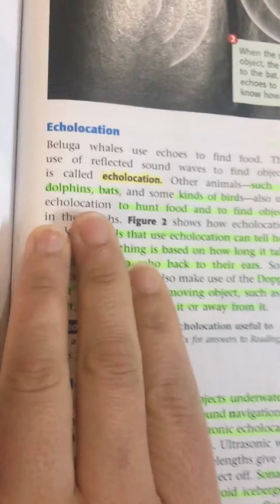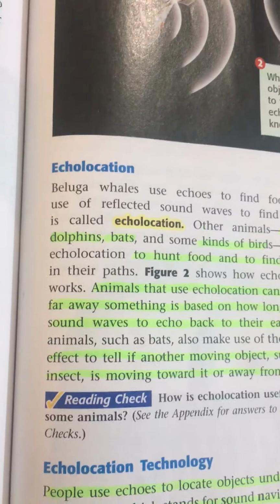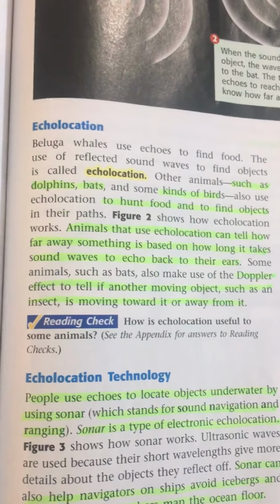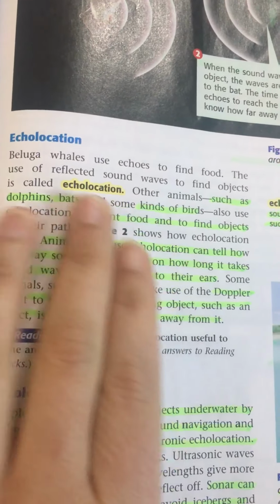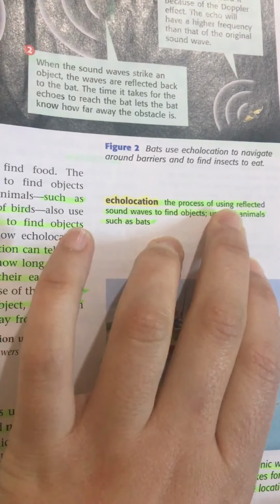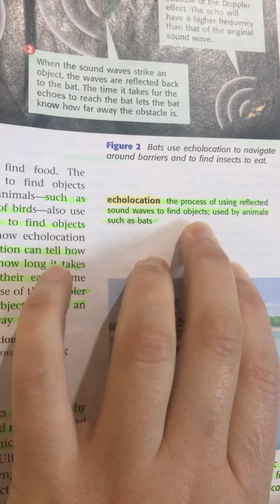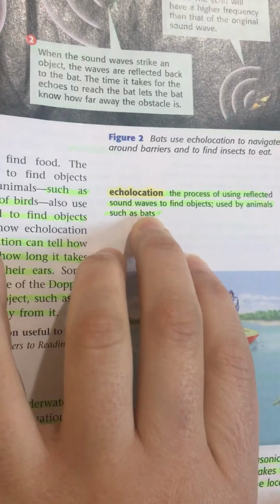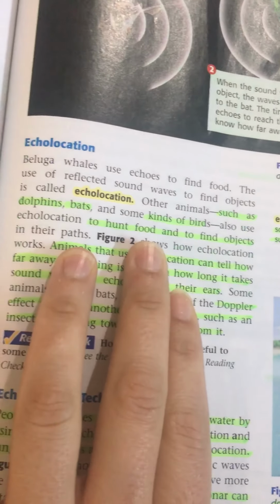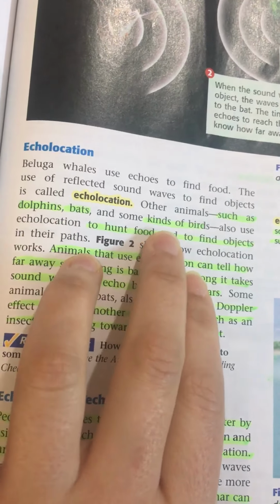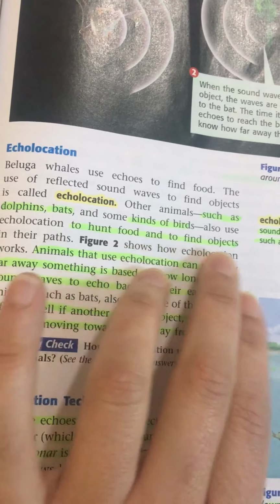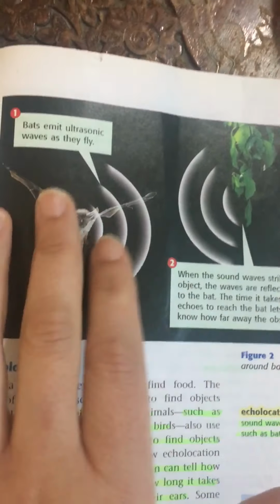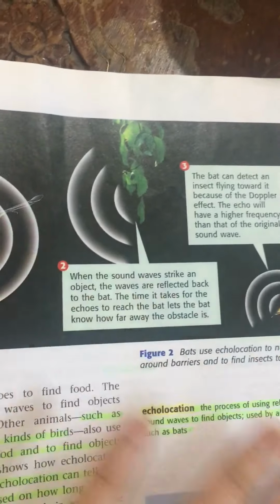The other thing about sound is echolocation, which means locating something, or knowing the place of something, by a phenomenon called echolocation. Echolocation is the process of using reflected sound waves to find objects, used by animals such as bats. Not only bats, but dolphins and some birds use echolocation to hunt food and to find objects. Let's see how the bat works to find its food.